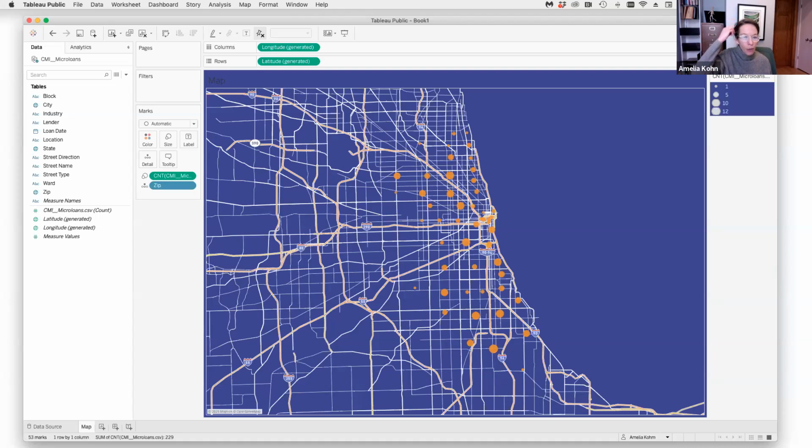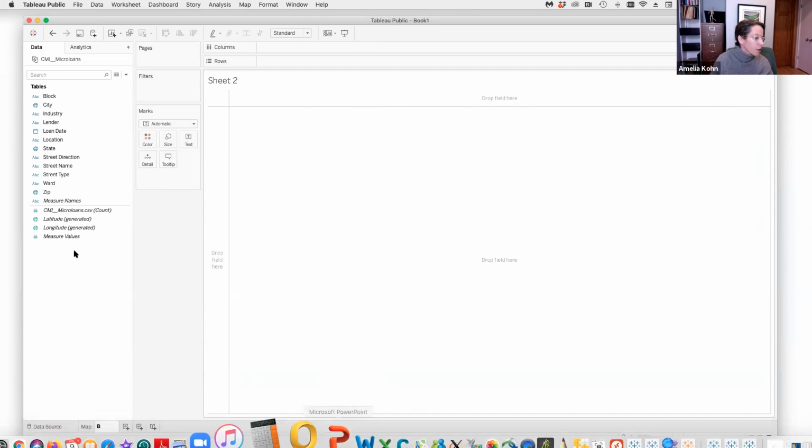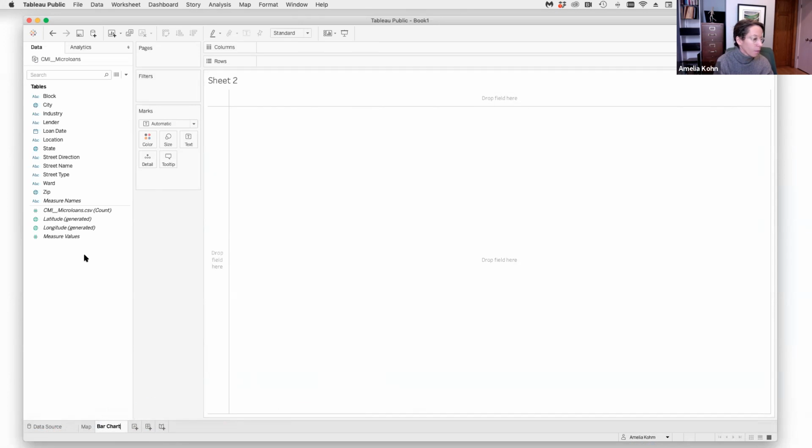Next, I think I'm good now with this map. So next I'm going to create that bar chart. So again, I'm going to go down and create a new sheet. Remember, you do one sheet per chart. So I'm going to click to make a new sheet and call this one bar chart. Okay, and we're going to create that bar chart which shows number of loans per industry.